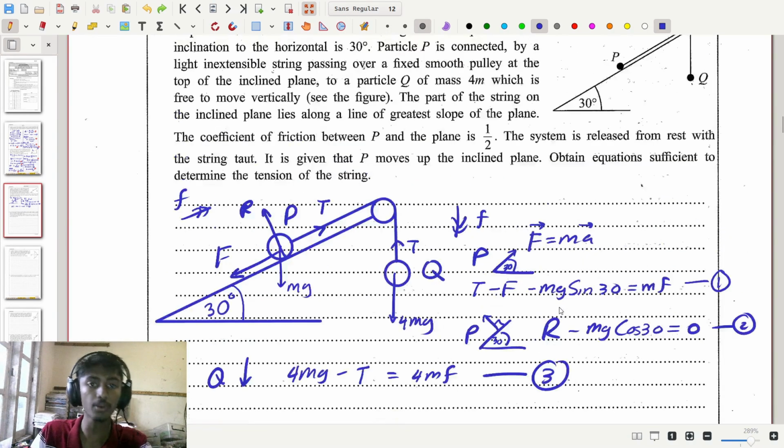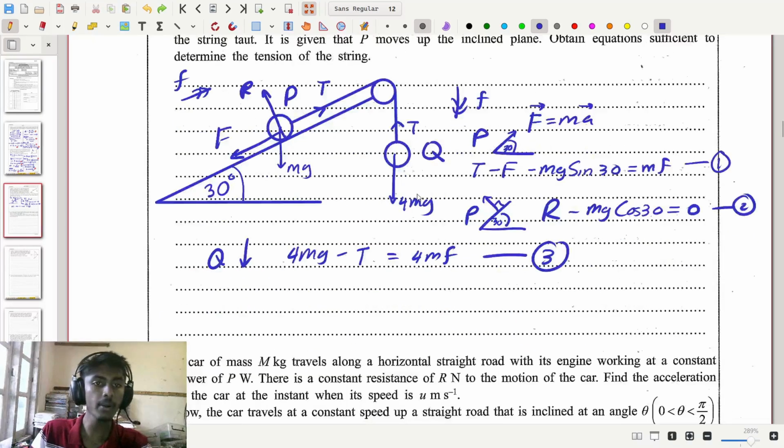Now, as it turns out, the fourth equation that we need actually comes from this line right here. The line says the coefficient of friction between P and the plane is equal to half. Now, in this situation, the particle P is moving relative to the plane. We can see that since it is accelerating with an acceleration of f up the plane. Now, due to this, we have to assume that our particle P is under dynamic friction.